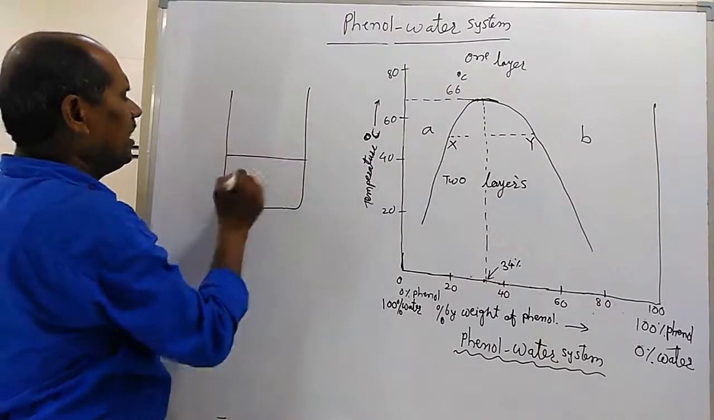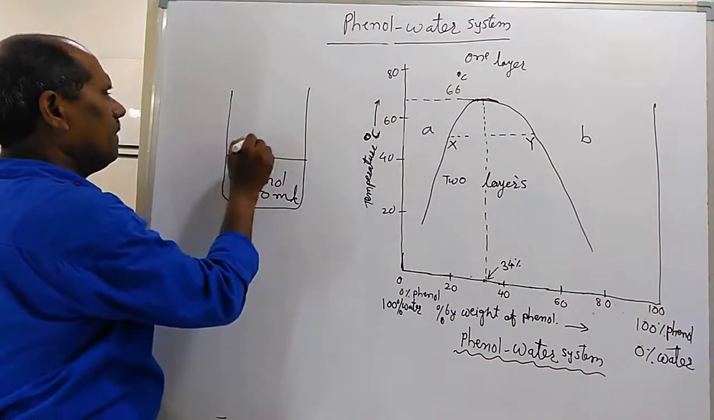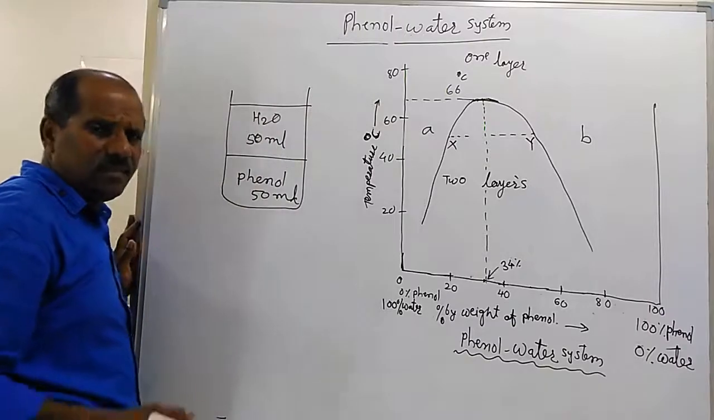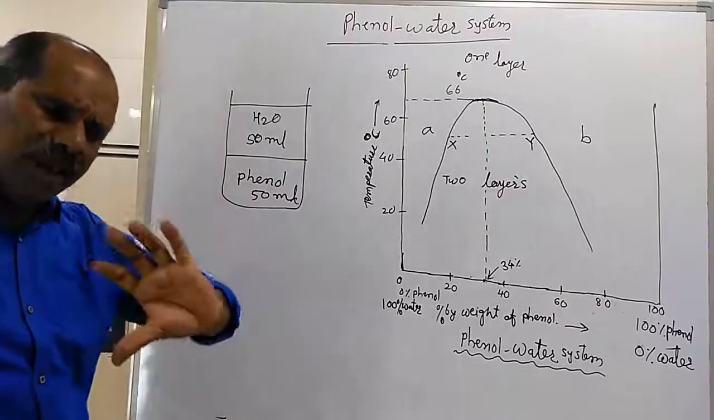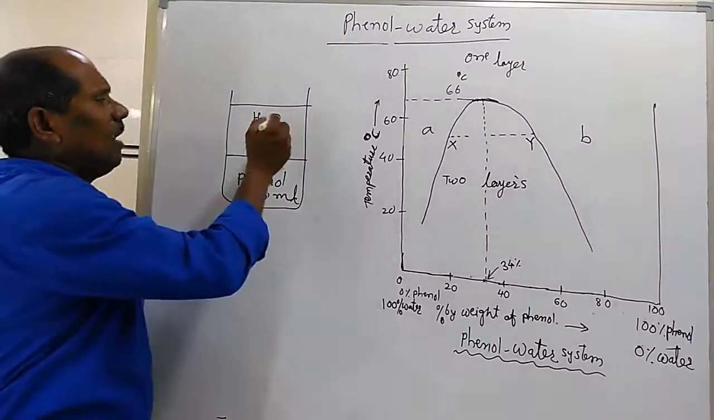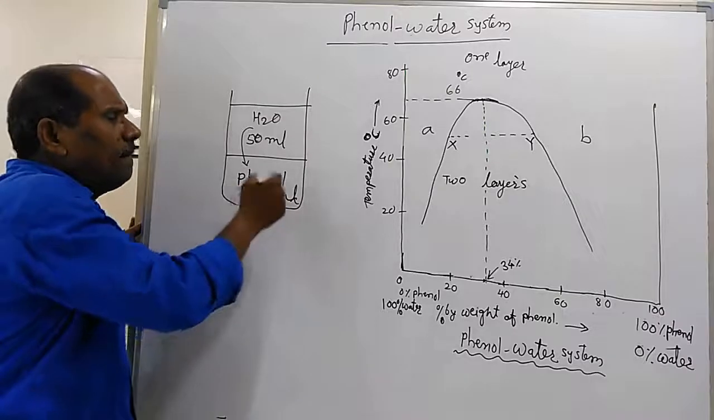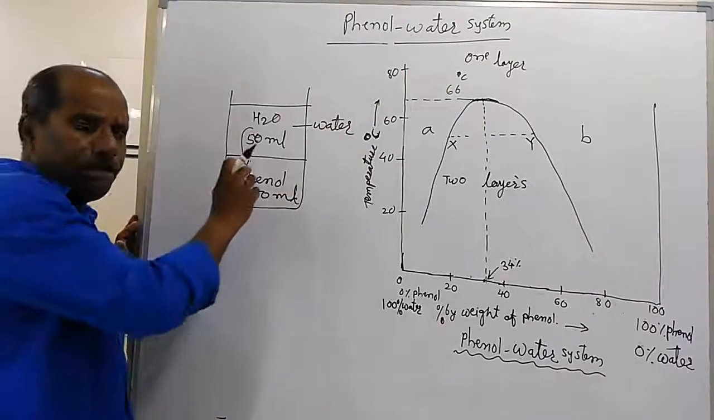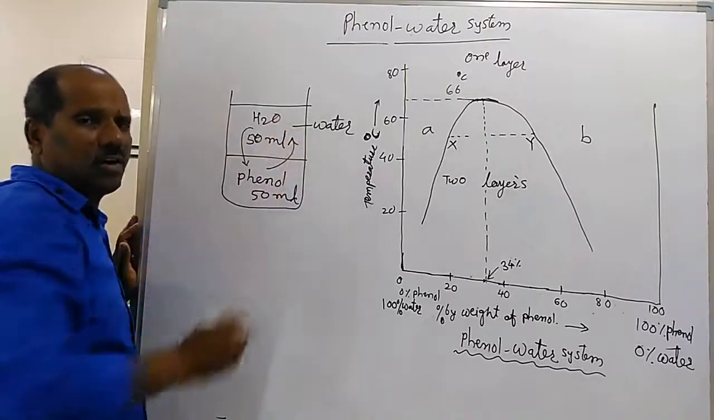For example, take 50 ml of phenol, add to it 50 ml of water, then what will happen? After vigorous shaking, completely mixing, and keeping it on a stable ground for some time, what happens? In the water layer, some quantity of the water becomes soluble in the phenol layer. And some quantity of the phenol becomes soluble in the water layer.